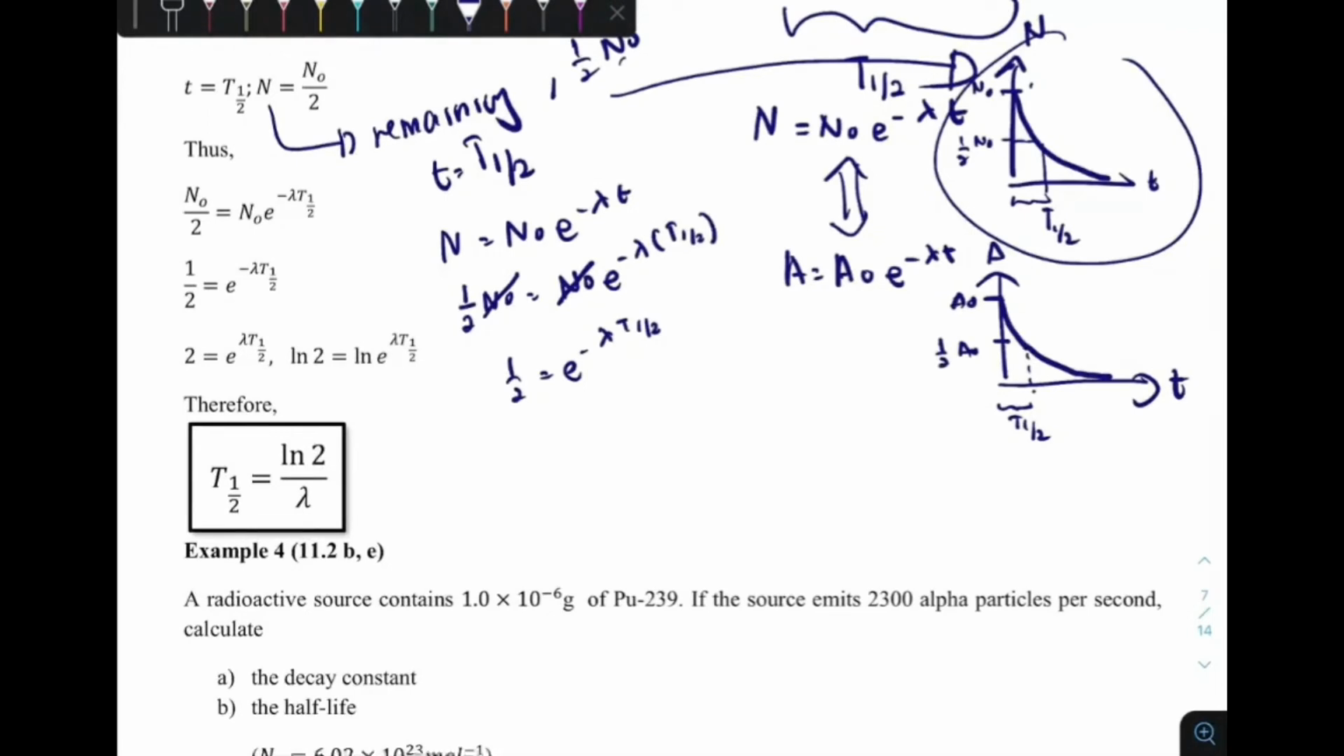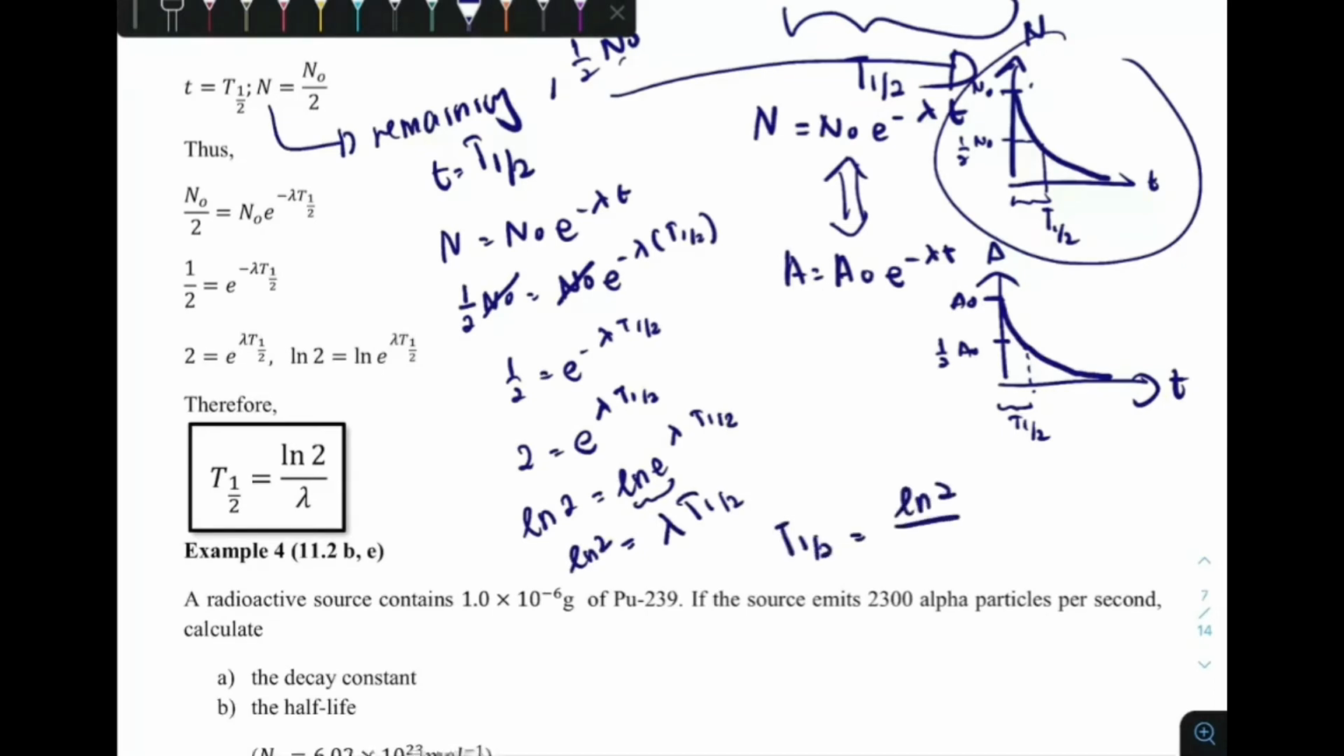Okay, so kita buat apa dekat sini adalah kita hilangkan negatif dekat sini by doing this reciprocal dekat sini. So kamu punya half ni akan jadi 2, eksponen ni akan jadi positif lambda T half-life. Okay, and then kamu ln kiri kanan untuk hilangkan eksponen di sini. Ln eksponen lambda T half-life, ini akan vanish, akan jadi lambda T half-life dekat sini, ln 2. So your T half-life is actually adalah ln 2 divide by the lambda.